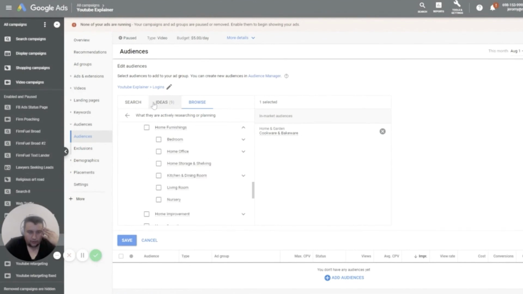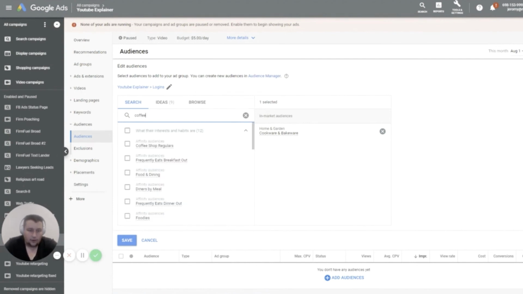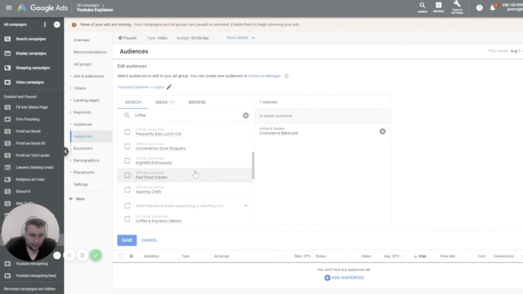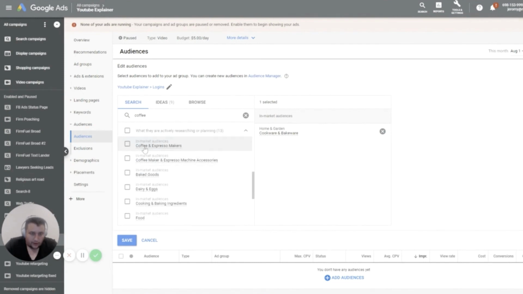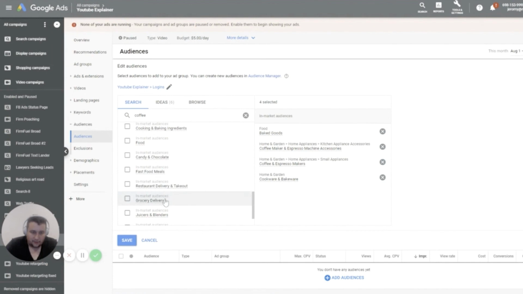Yeah, you can also search. The search on here is pretty useful. So I would say, coffee, right? Coffee shop, that's actually an affinity audience, but we'll get into that in a second. So in market, coffee and espresso makers, perfect. In market, coffee and espresso accessories, baked goods, like that sort of thing, right? Some of these might apply, some of them might apply less.